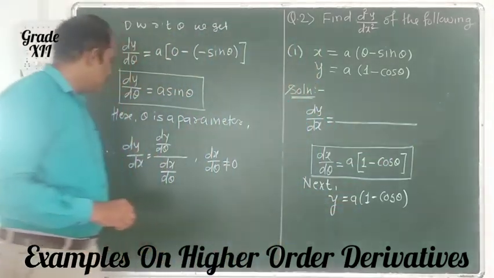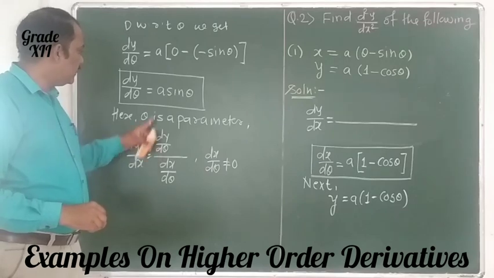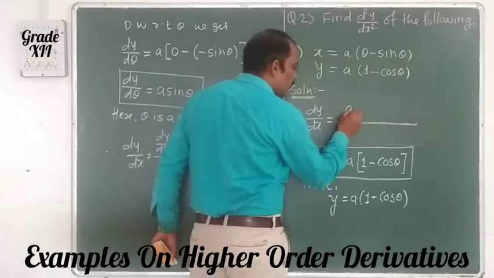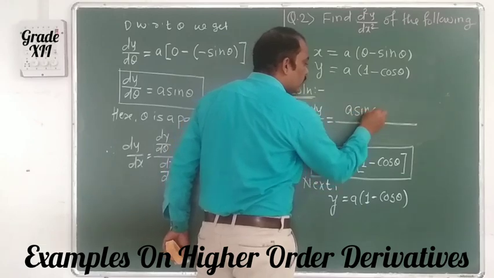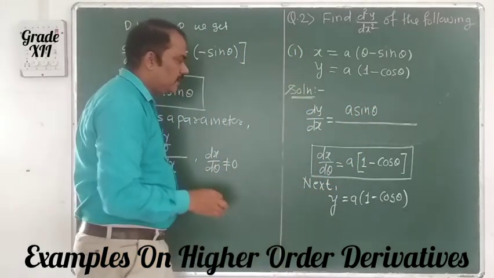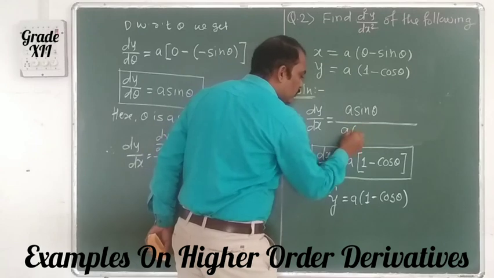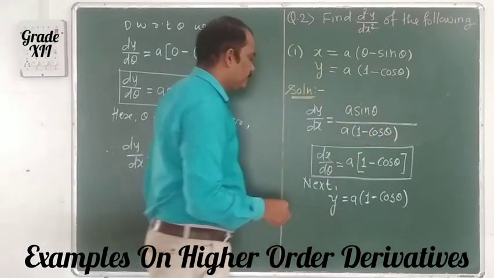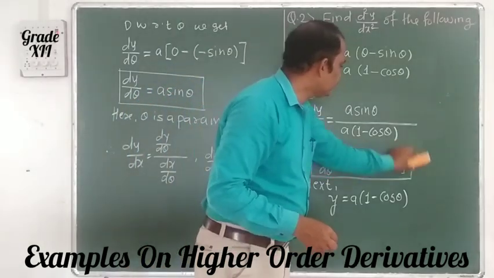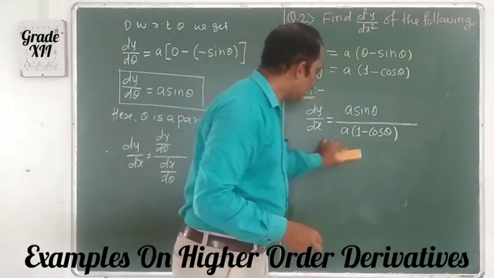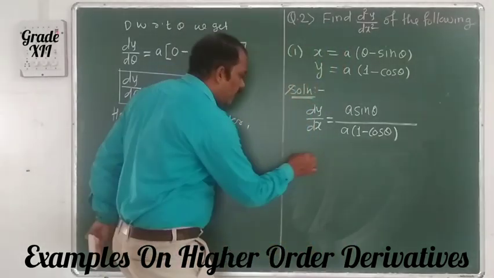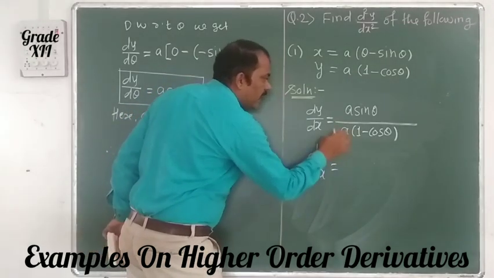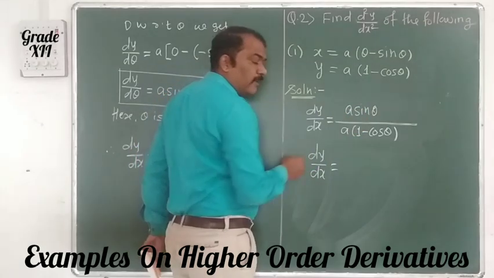is equal to, what is the value of dy by d theta? dy by d theta is nothing but a sin theta. We substitute here a sin of theta. dx by d theta is here a into 1 minus cos of theta. Therefore, dy by dx is equal to, a gets cancelled. Okay, we can write the value of sin theta.